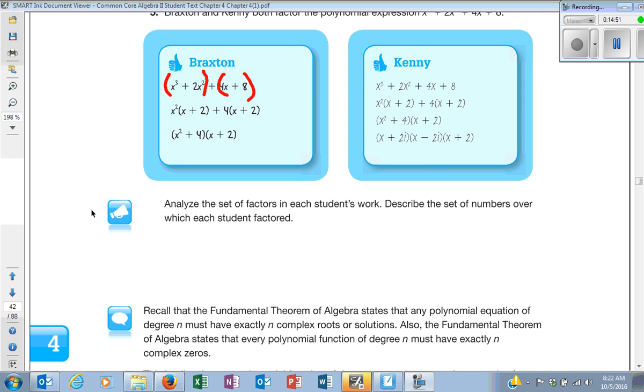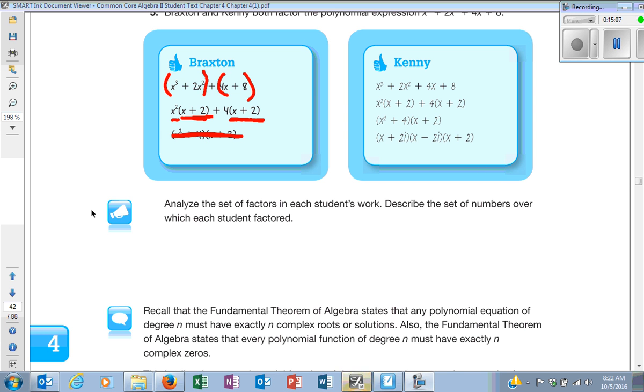What did he have in common? X squared. He pulled that out. Does everybody see why I got an x plus 2 left? What do they have in common? A 4. Pull that out. And again, my first bubble and my second bubble are the same. That has to happen. He pulls out an x plus 2.